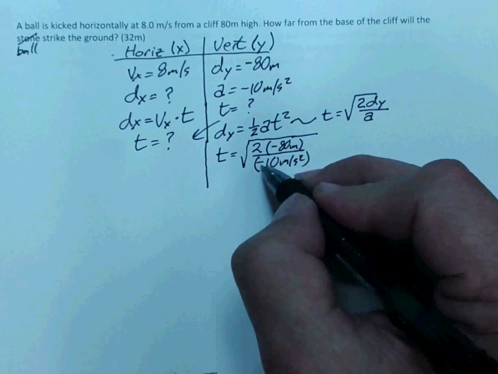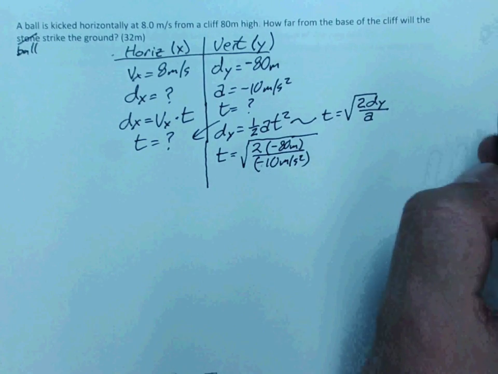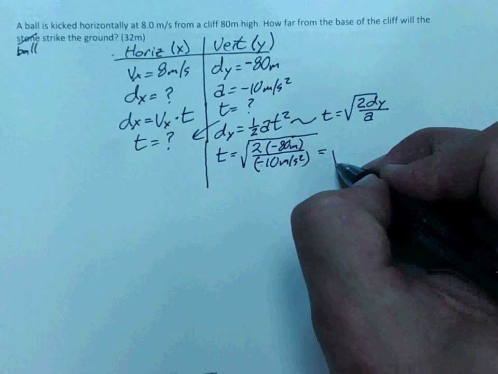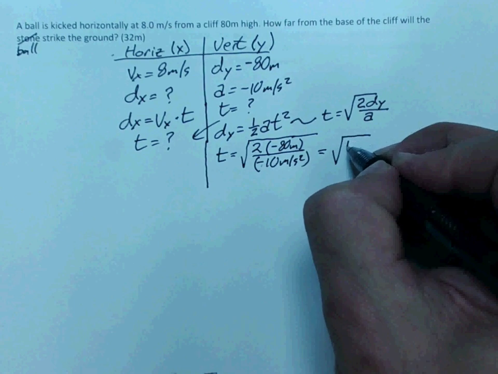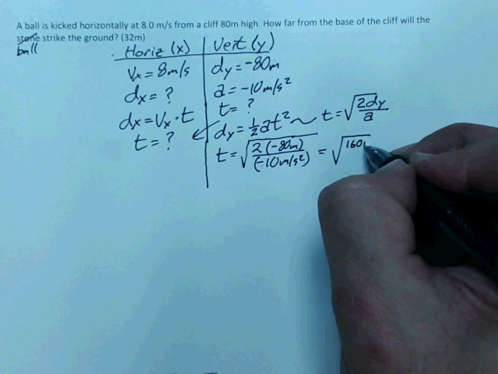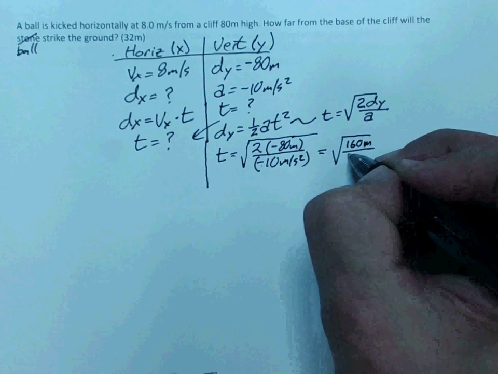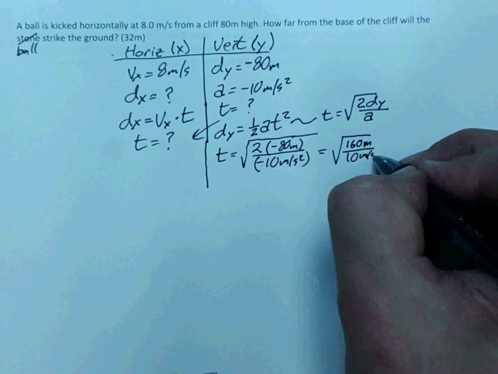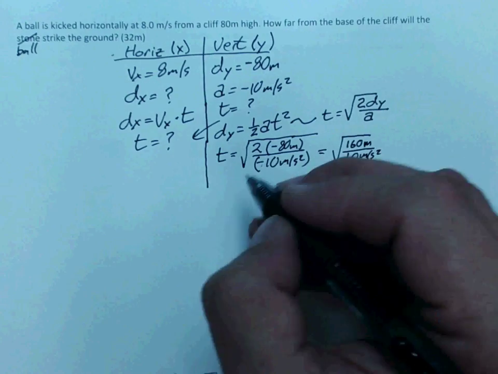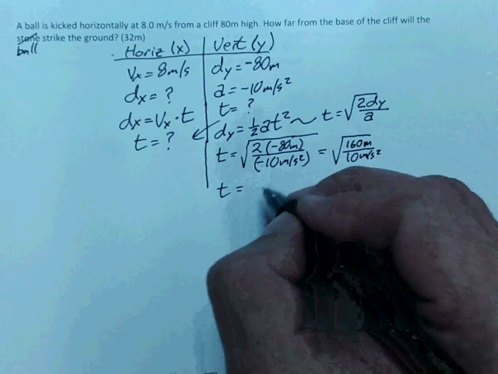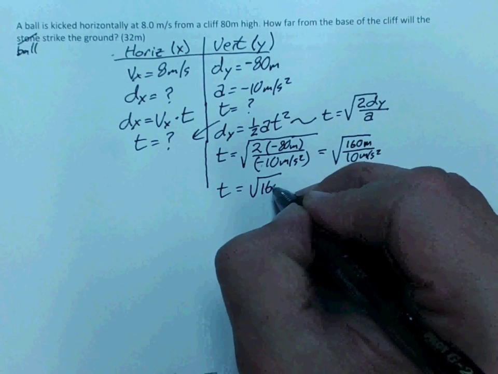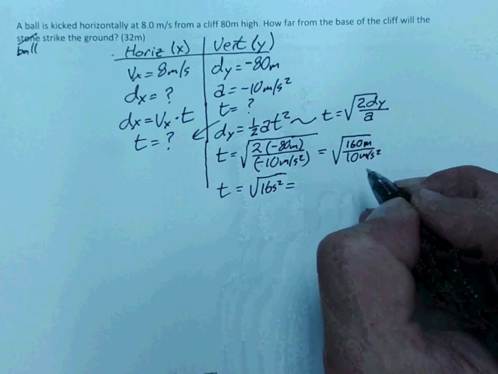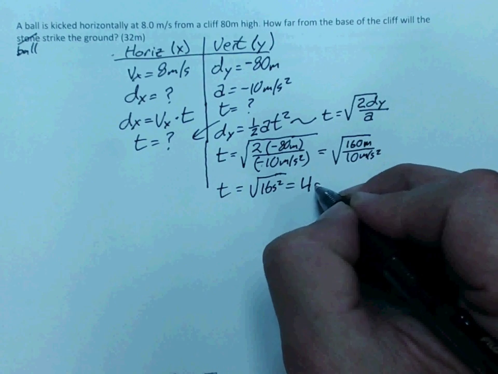If you're really concerned about these negative numbers, they cancel each other out. That's the square root of 160 meters over 10 meters per second squared. So time is equal to the square root of 16 seconds squared, which is, of course, 4 seconds.